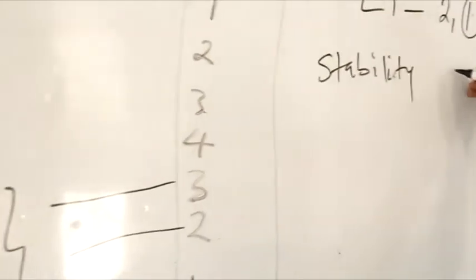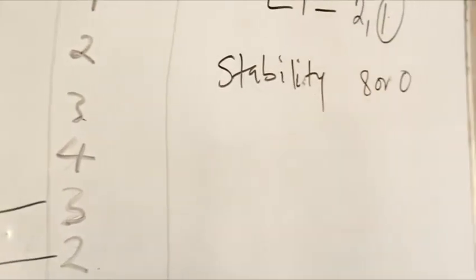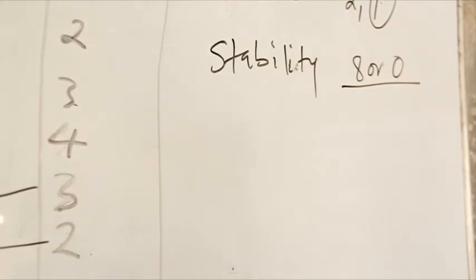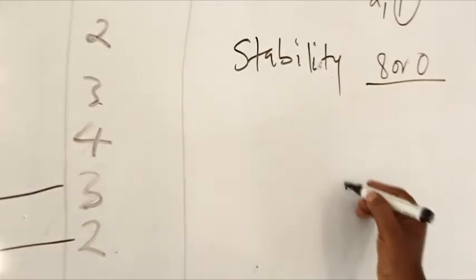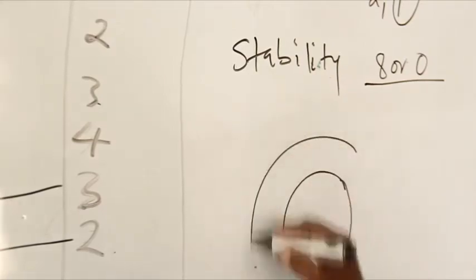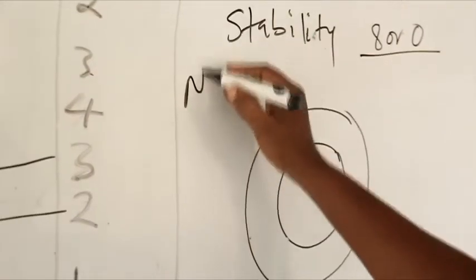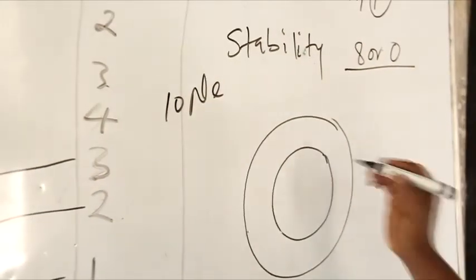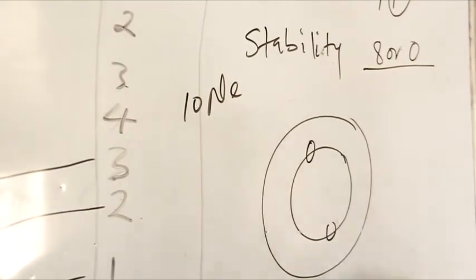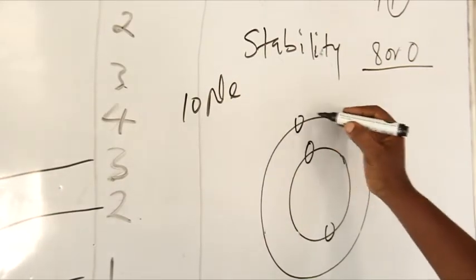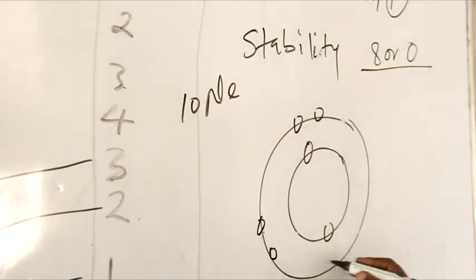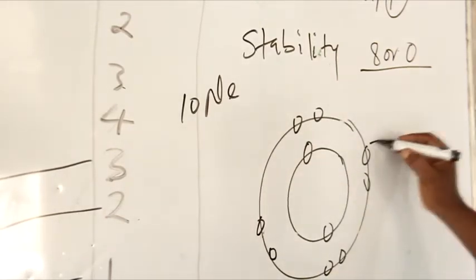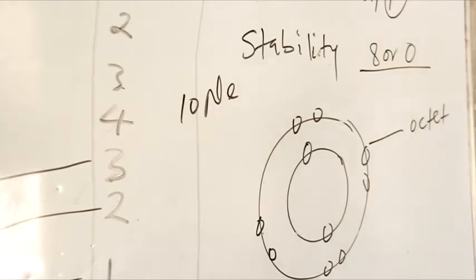elements in group 8, or group 0, do not react whatsoever, because their outermost shells are completely filled. Let us take something like neon, atomic number 10. There you see that this is the K shell with 2 electrons, and the outermost shell, which is the L shell, with 8 electrons. So this denotes stability, which we call the octet configuration.